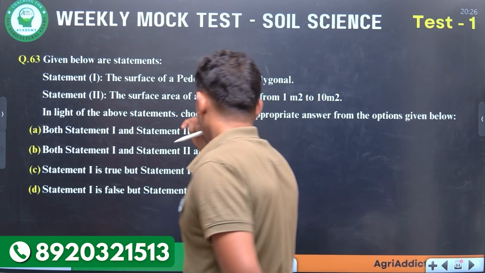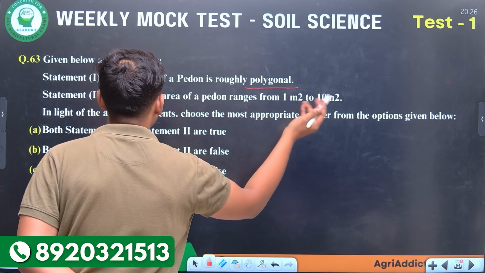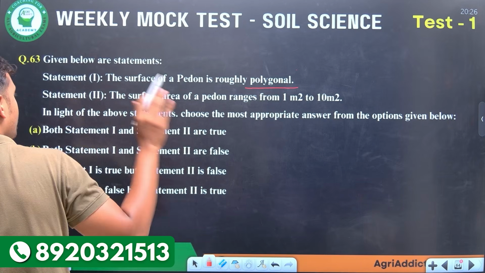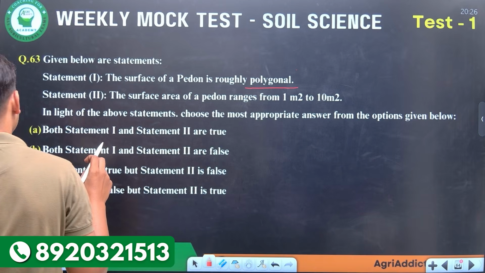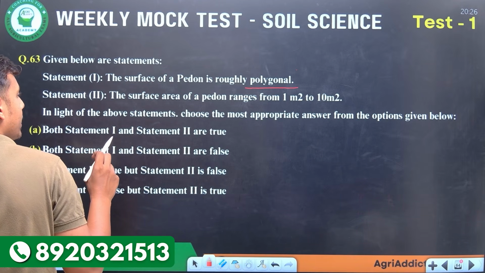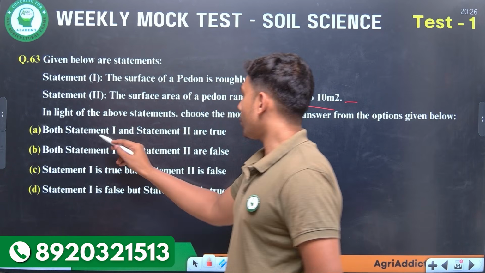Now comes statement 1, again a statement based question. The surface of a pattern is roughly polygonal. Yes, this is true. Sometimes it is hexagonal, sometimes it is pentagonal. Most of the time it is hexagonal, so it is polygonal, it is true. Then comes the surface area of a pattern ranges from 1 meter square to 10 meter square. This is also true. So both statements 1 and 2 are correct.